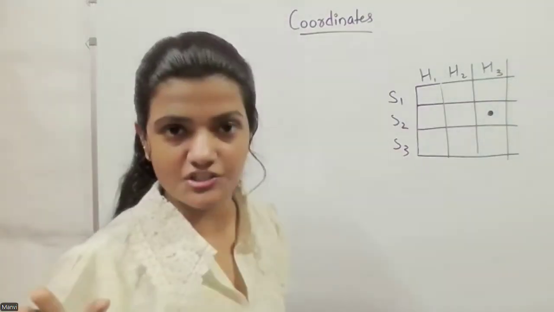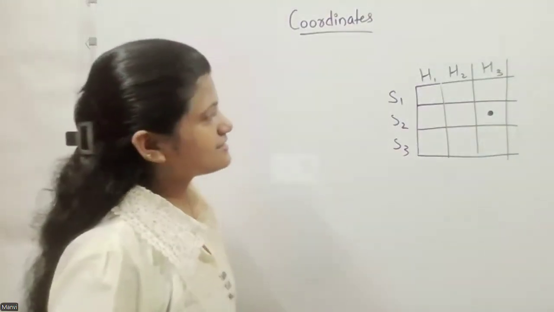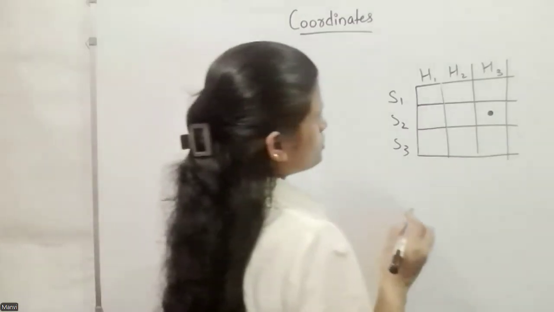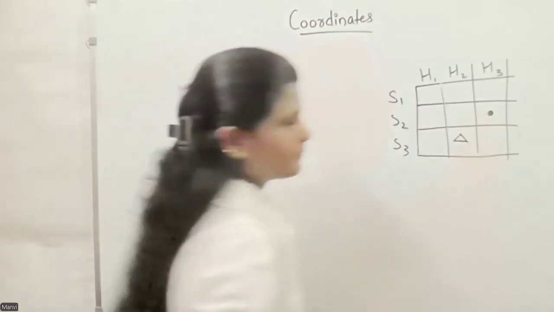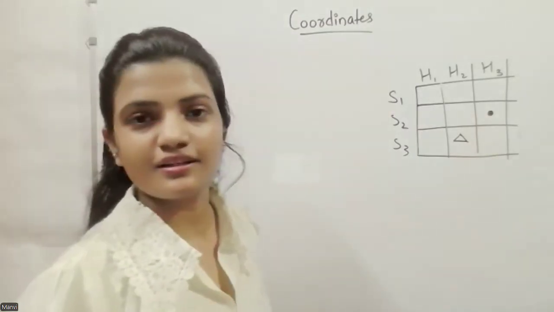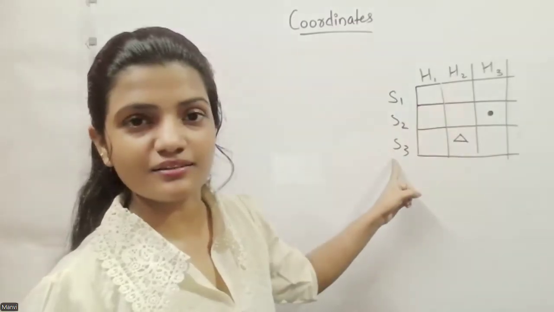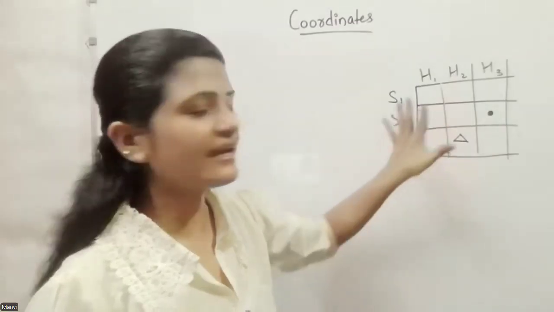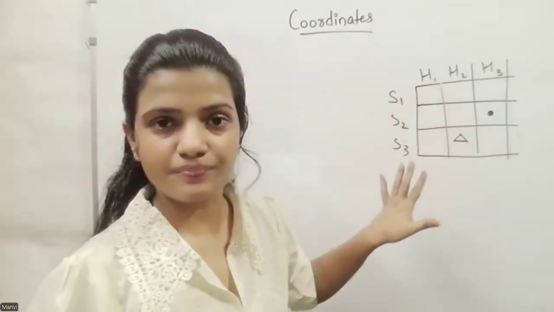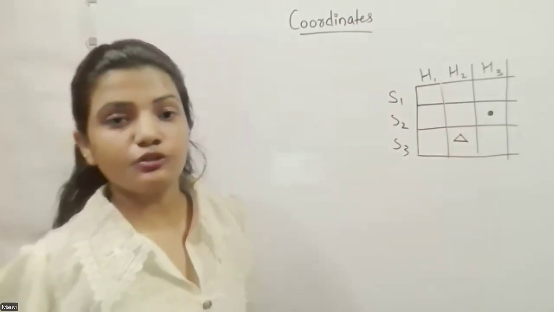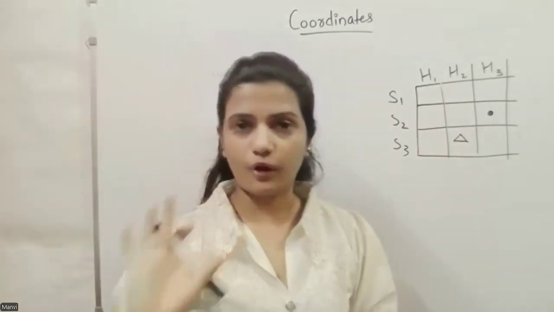Okay, if I say your school is somewhere here, where is it? House number 2 and street number 3. So one can easily find this location, right? In a similar way, coordinates tell us the exact location of a point.